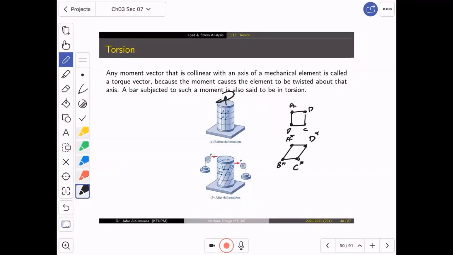So indeed, torsion deforms the body in a way that it changes the angles. If you look at the body as pieces stuck together, then it will twist the body in a way that will change the angle. This is different than tension, because if you apply tension, then A, B, C, D will go like that. This is A, D, B, C, okay? So it will get longer. That's what's going to happen.